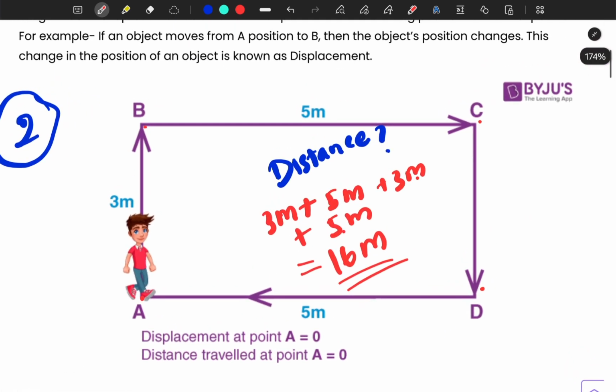The distance is 16 meters, but when you think about displacement, how much is it? You can pause the video and think.